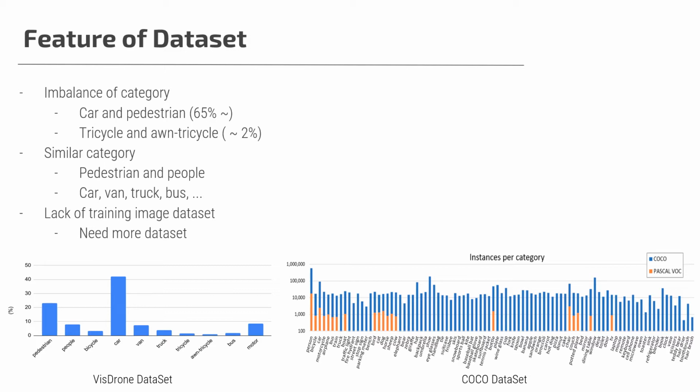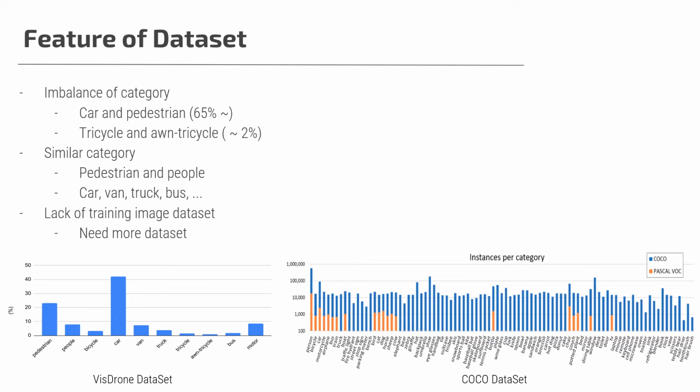However, I think that this dataset has limitations. First, the number of objects for each category is imbalanced compared to the COCO dataset. Car and pedestrian occupy more than 65%. On the other hand, tricycle and awning tricycle occupy less than 2%.